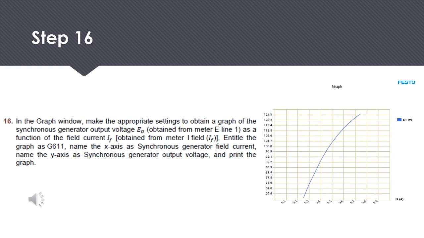In the next step, we are required to obtain a graph with appropriate settings in the graph window, and this is about obtaining a graph of the synchronous generator output voltage EO and the field current IF. So the x-axis will be the synchronous generator's field current, and the y-axis will be the synchronous generator's output voltage. And here is the graph.